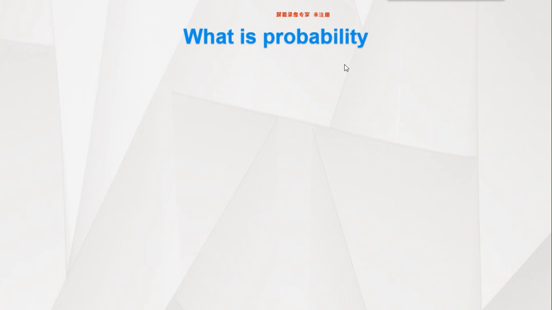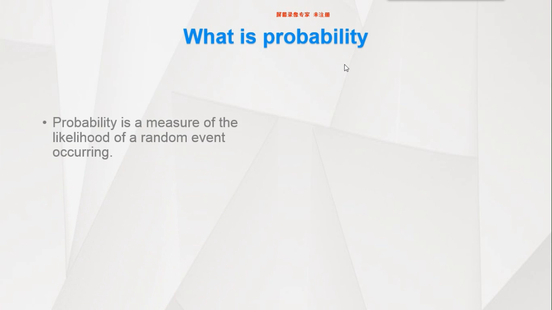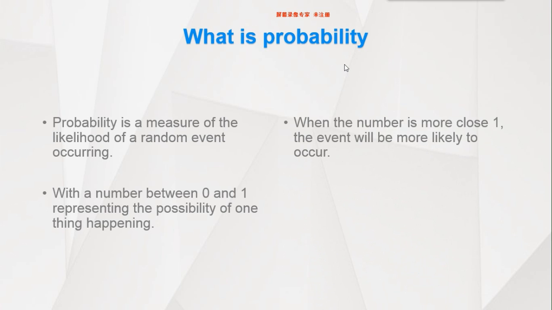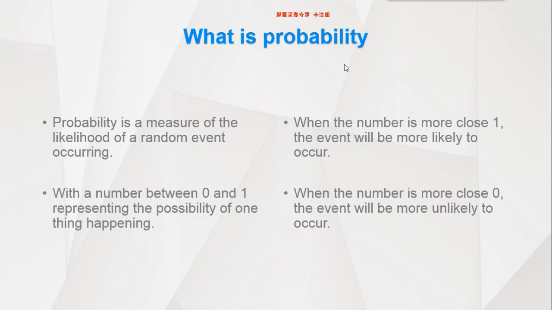This is what I want to explain now: the definition of probability. What is probability? Probability is a measure of the likelihood of a random event occurring, with a number between 0 and 1, representing the probability of one thing happening. When the number is closer to 1, the event is more likely to occur. When the number is closer to 0, the event is more unlikely to occur.